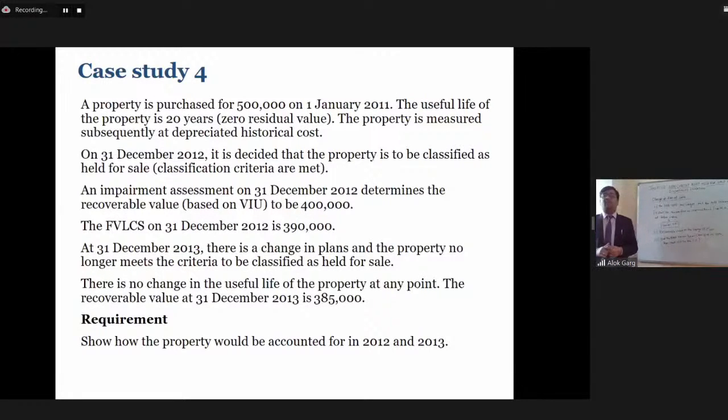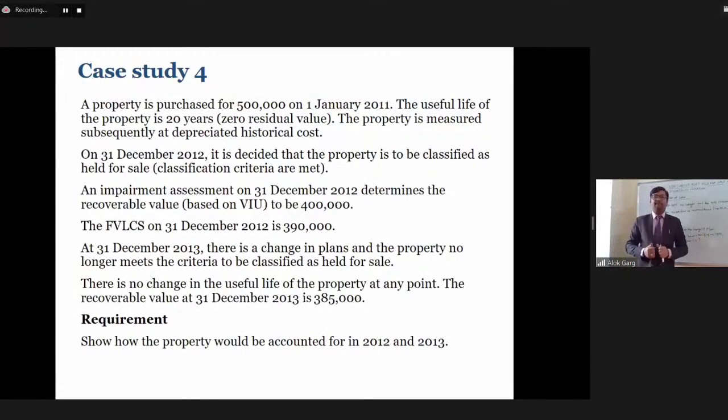Now, after 1 year, on 31st December 2013, there is a change in plan and the property no longer meets the HFS criteria. What will happen? There is no change in useful life of the property at any point. So useful life is 20 years only. I mean to say from 1st January 2011, it is 20 years. So on 31st December 12, it is 18 years. On 31st December 13, it is 17 years. So total economic life is always 20 years.